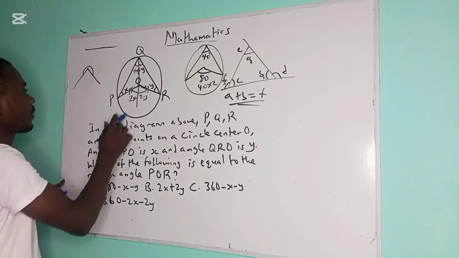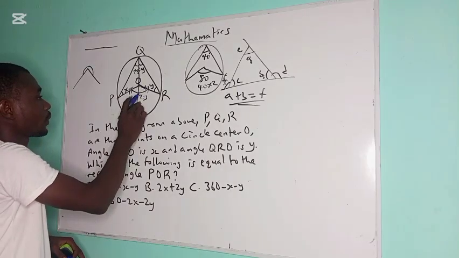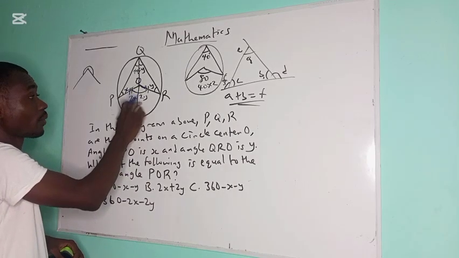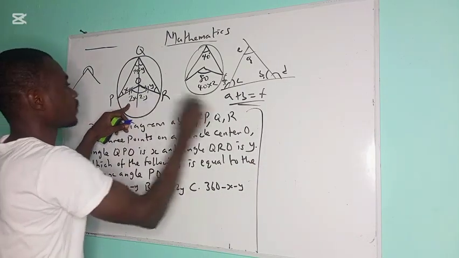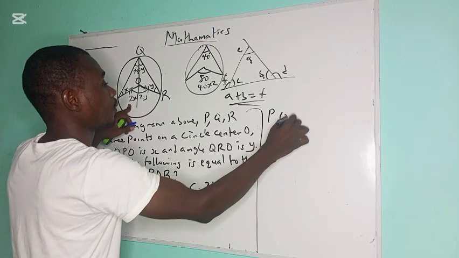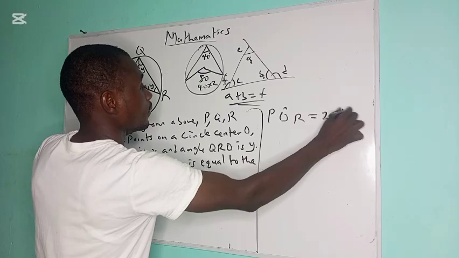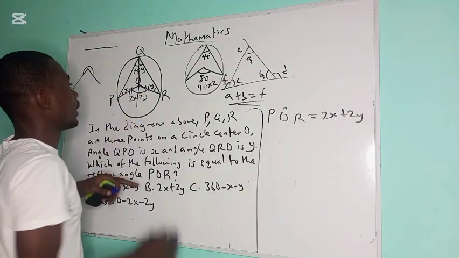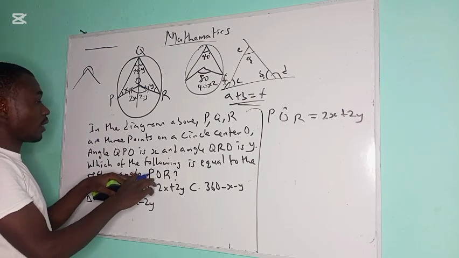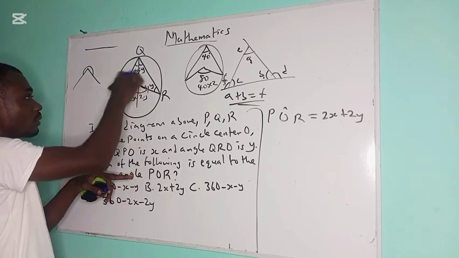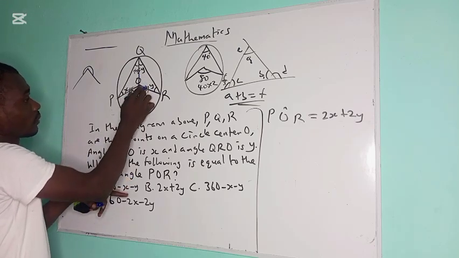Now if I add them together, that will give me 2x plus 2y. Now I think we can go and solve. So the angle POR at the center will give me 2x plus 2y. The question said we should find the reflex angle POR, this angle, not this angle.